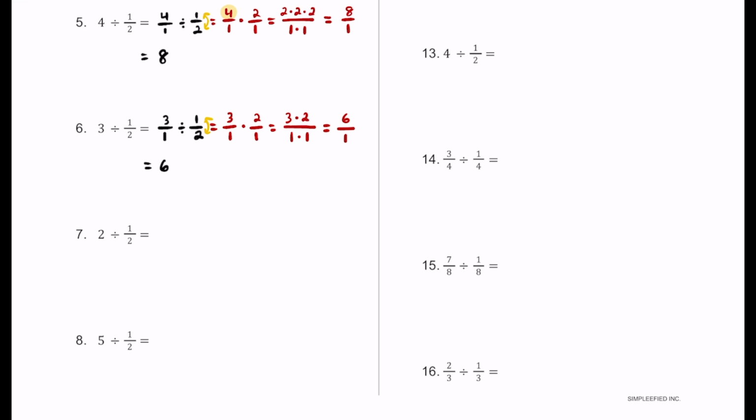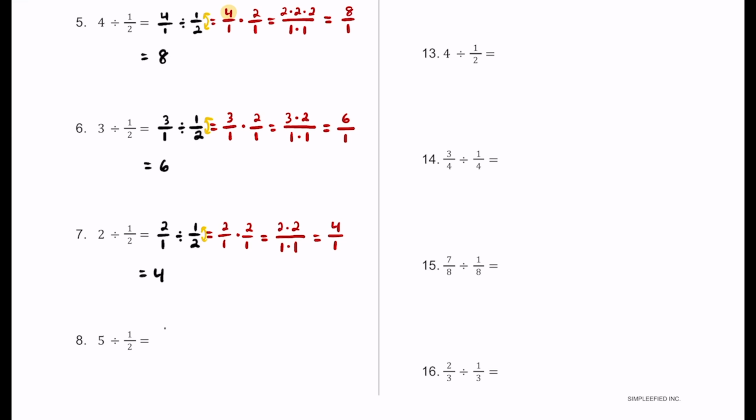Okay, for number 7, we have 2. 2 is going to be 2 over 1, and we're dividing this by 1 over 2. So we have 2 cookies, and we're cutting them into halves, figure out how many of those pieces we have. And so the first one stays the same, 2 over 1. We're going to multiply by the reciprocal of 1 over 2, which is going to be 2 over 1. Then these are both prime numbers, so we can keep them the same, 2 times 2, 1 times 1. 2 times 2 is 4, 1 times 1 is 1, so we have 4 over 1, which is just 4. So if you have 4 halves, that's the same thing as 2 wholes.